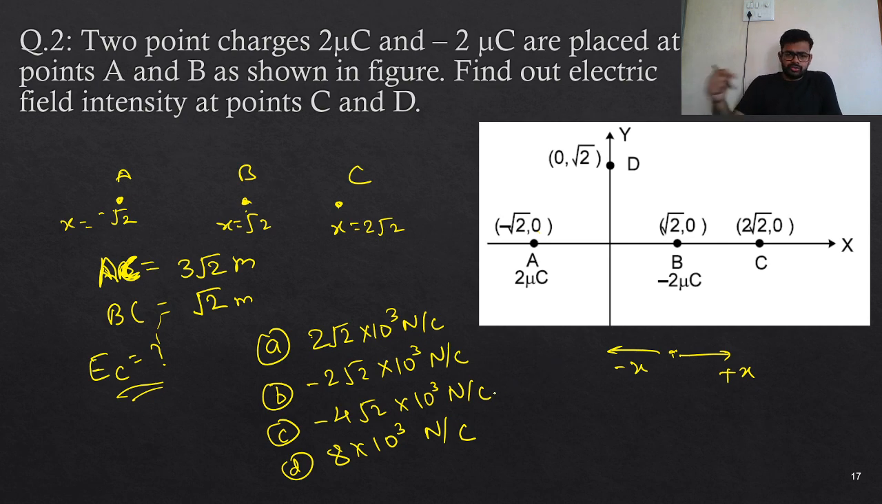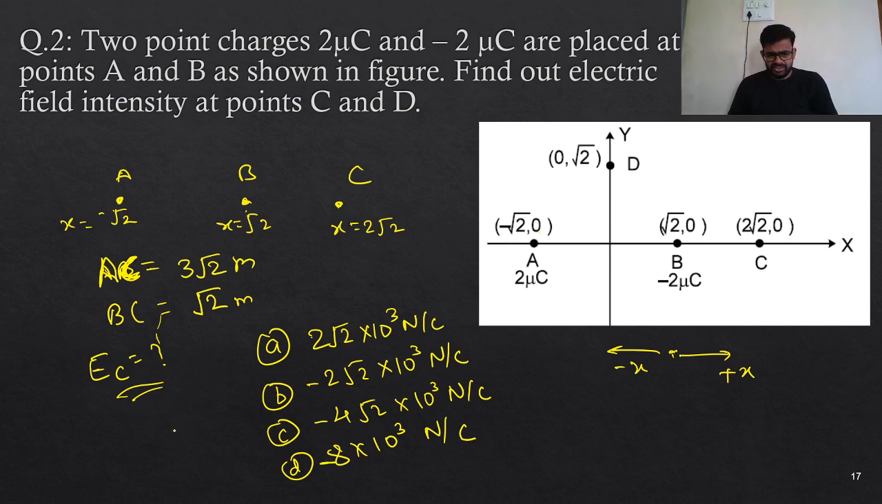So if direction is towards negative x-axis, then answer will be negative. Okay, so you can write the answer. You need to choose the correct answer, my dear friends. This is minus 4 root 2, this is minus 8, this is minus 2 root 2, this is plus 2 root 2. All of you can do it. Choose the correct answer.